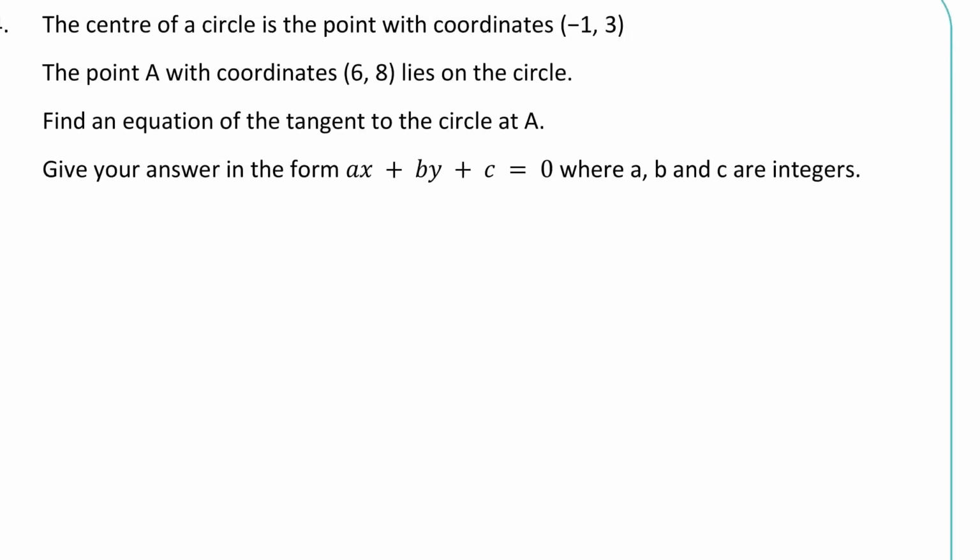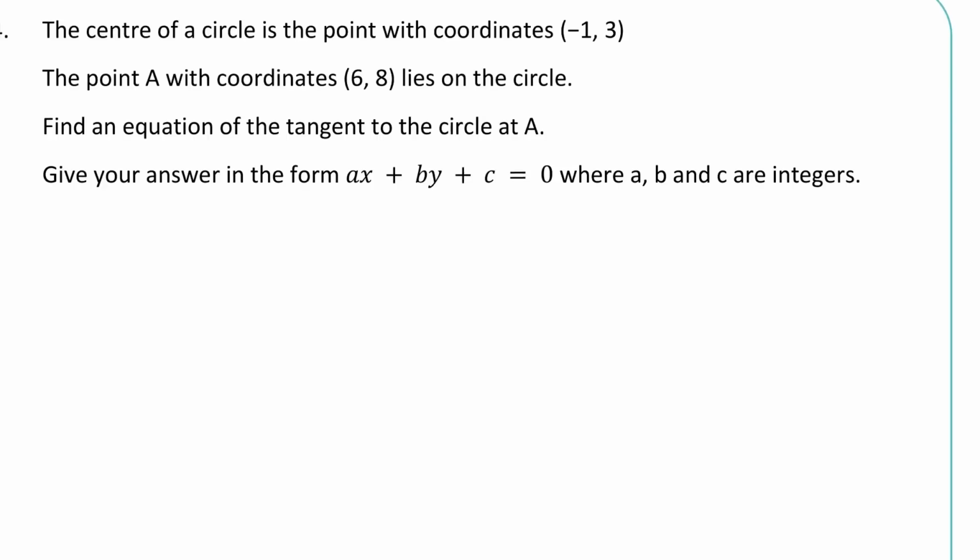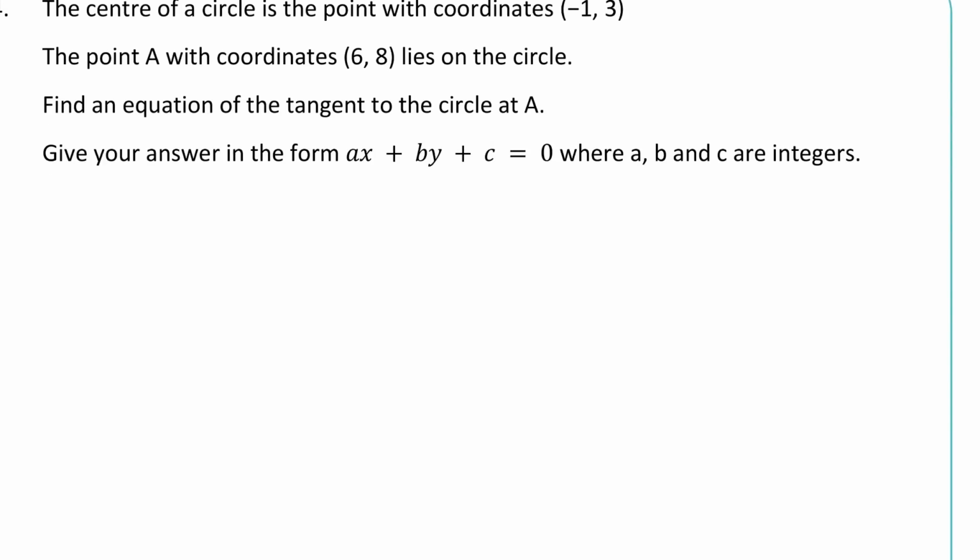Next question, let's just have a quick look. Okay, this is our final question. So the centre of a circle is the point with coordinates -1, 3. Okay, so straight away we have a circle that's not centred at 0, so this will be an interesting one. The point A with coordinates 6, 8 lies on the circle. Find an equation of the tangent to the circle at A and give your answer in the form ax plus by plus c equals 0, where a, b and c are integers.